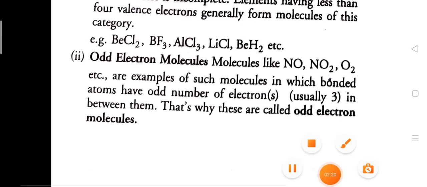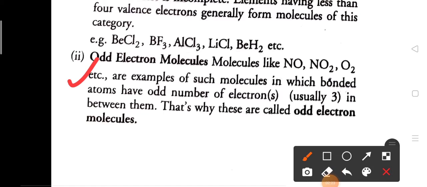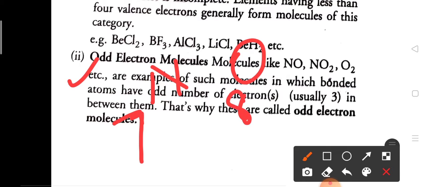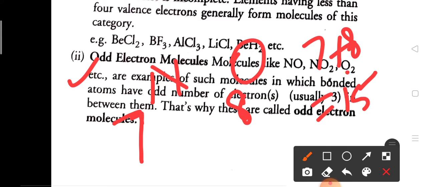Now the second limitation is the odd electron molecule. Molecules like NO, NO2, oxygen, that is O2, etc. are examples of such molecules in which the bonded atoms have an odd number of electrons, like NO. You can see here N has the atomic number 7, and oxygen has the atomic number 8. So when you add 7 and 8, this will be 15, and 15 is an odd number, that will not be an even number.